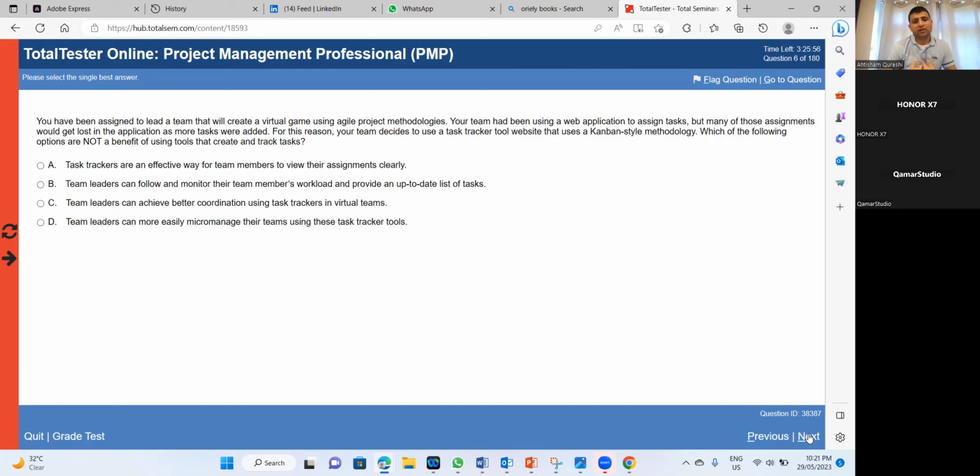Task trackers are an effective way for team members to view their assignments clearly. That's one of the benefits. So we need to identify which is not. Team leader can follow and monitor their team members' workload and provide an up-to-date list of tasks. That's also a benefit. Team leader can achieve better coordination using task trackers in virtual teams. This is also an important benefit. And team leader can more easily micromanage their team using these tools. This is something which is not encouraged, right?